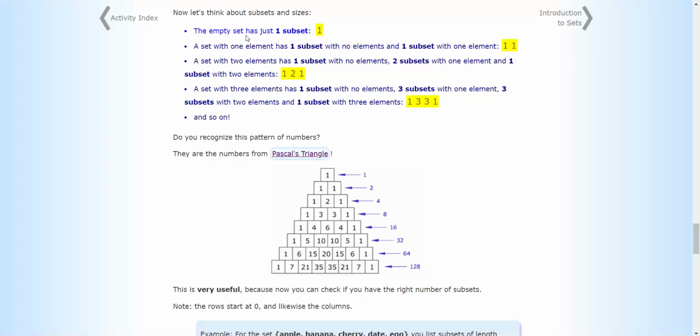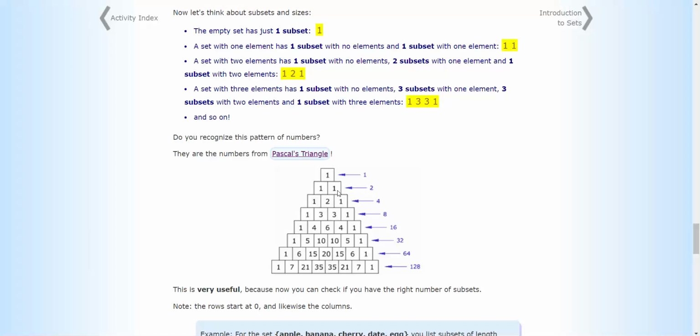So there's an empty set that has one subset. A set with one element has one empty subset, and then the element itself, so in this case 2 subsets. One subset being an empty subset, and the other subset with 1 element.